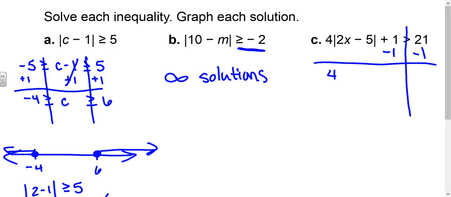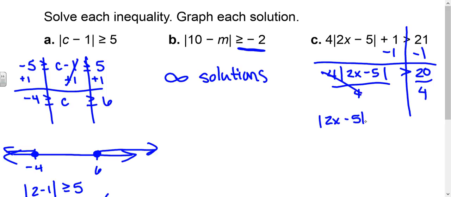So then we have 4 times the absolute value of 2x minus 5 is greater than 20. And then to cancel out the 4 that is multiplied by the absolute value, we need to divide by 4. Now remember, these are not parentheses, so we do not distribute when you see a number in front of those. Those are absolute value symbols. They're very different. So we have the absolute value of 2x minus 5 is greater than 5.